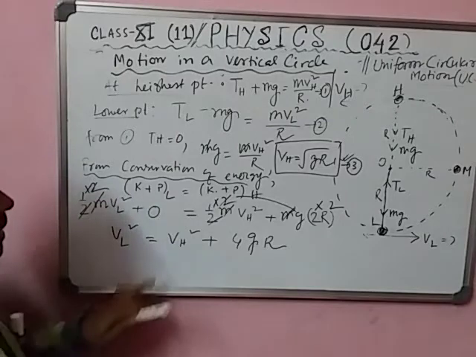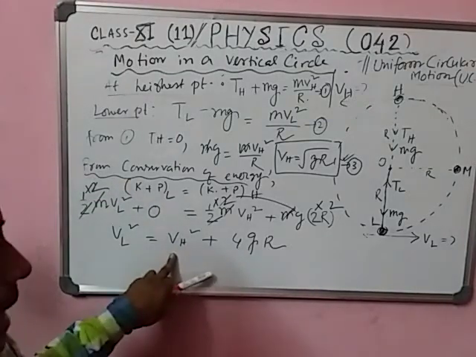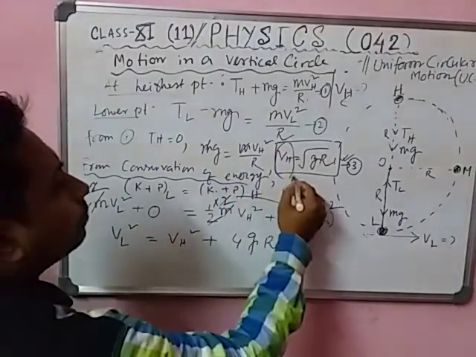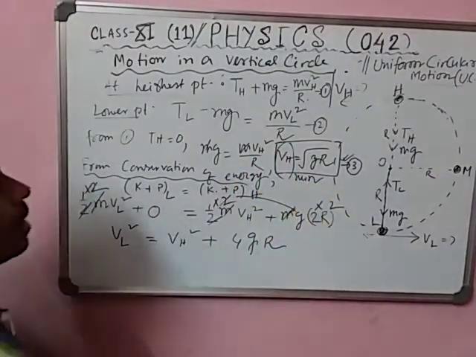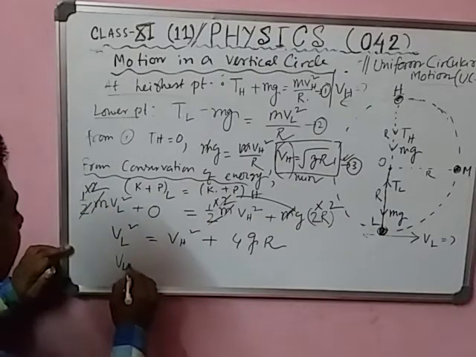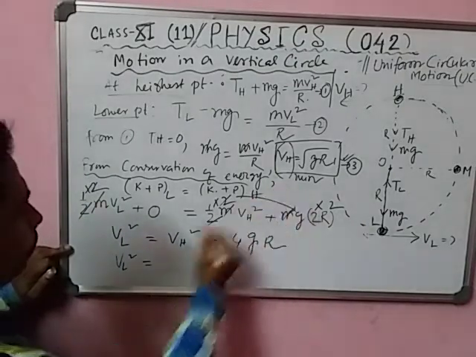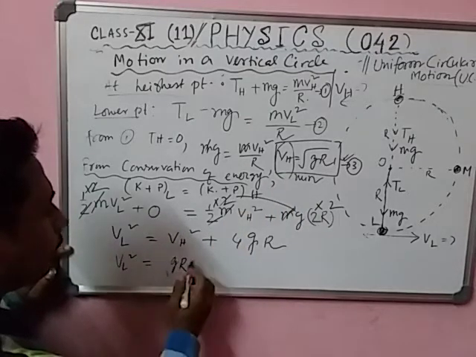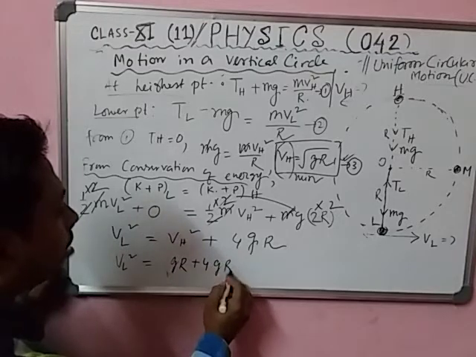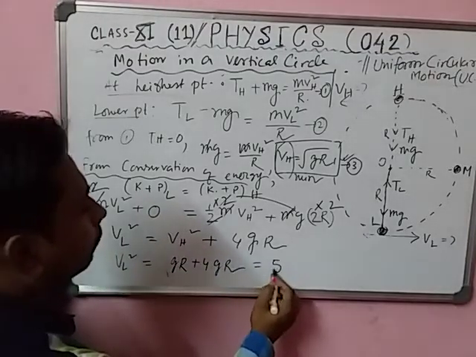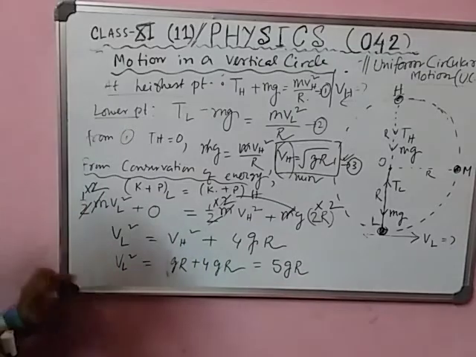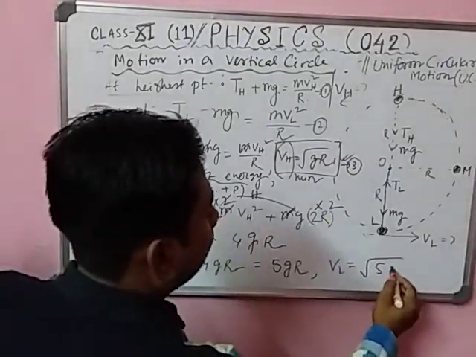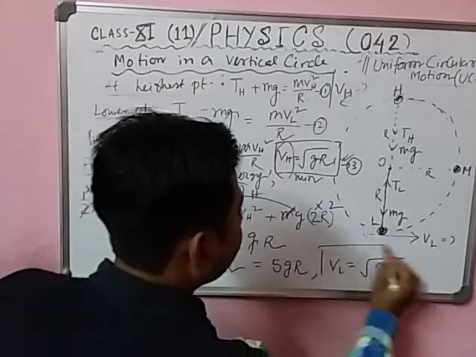you put the minimum value of vh. How much? This is the minimum value of the highest point velocity. So you write vl square equal to vh square, which means gr, plus 4gr, or you can write 5gr. So vl is equal to root over 5gr. This is the result.